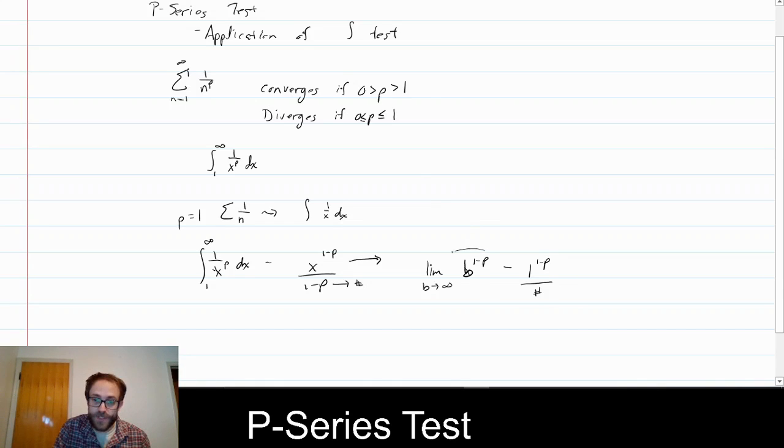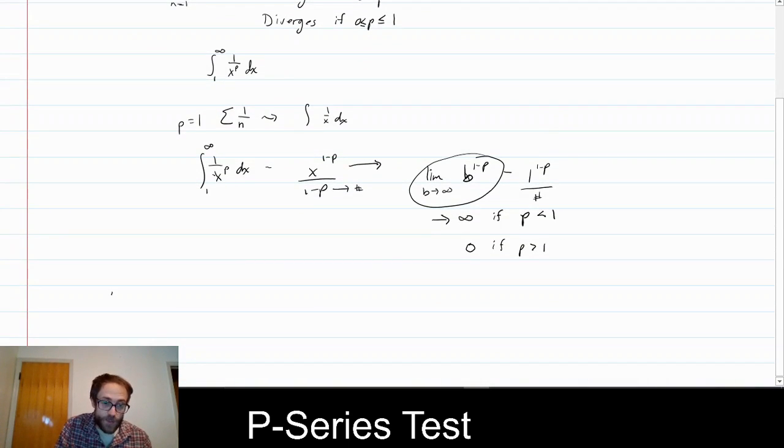But in this particular case, what's going to happen is b to the 1 minus p is going to go towards infinity if we have p less than 1, and it's going to go to 0 if p is greater than 1. And since p is greater than 1 in this case, that corresponds to the convergent series over here, as we showed before. Now let's look at a quick example.